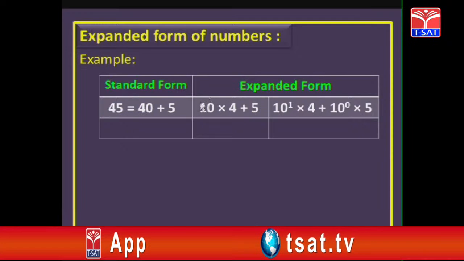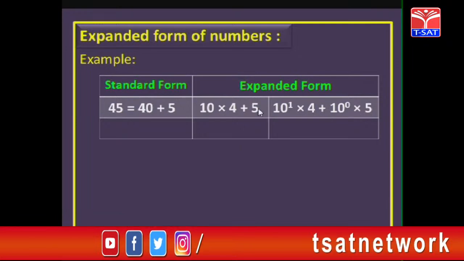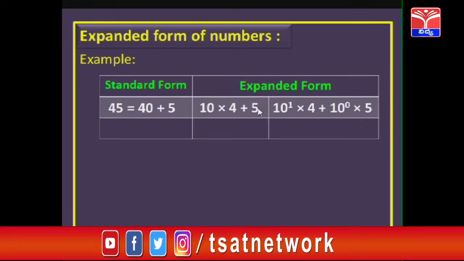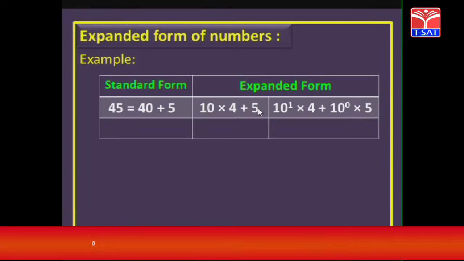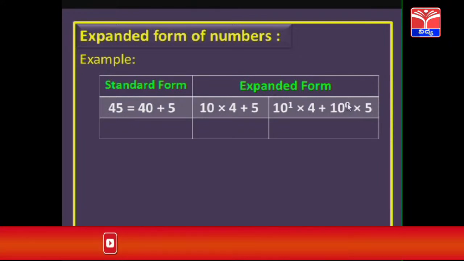Since there is no power over here, I can write it as 10 raised to the power of 1 into 4 plus 1 into 5. But children, we have already learnt in our previous class that any number raised to the power of 0 is 1. So, 10 to the power of 0 is also 1. So, I can write it as 10 to the power of 0 into 5, because 1 into 5 gives back 5.